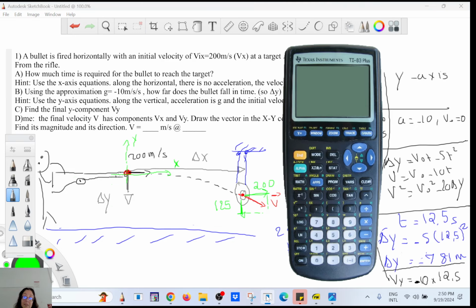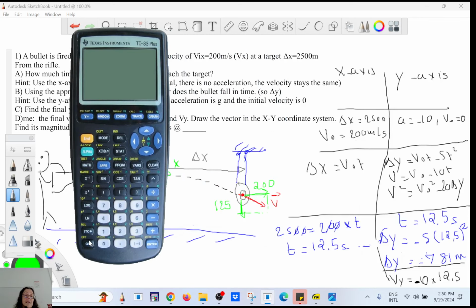Pythagorean theorem, right? So let's do that together with the TI in one shot. First, you take the square root. There is no minus. You don't want minus, right? So it's square plus. Here's another mistake that I see. Because the y component is negative, you want to put a minus. No, because square removes the minus. Minus and minus is plus. So 125 squared.